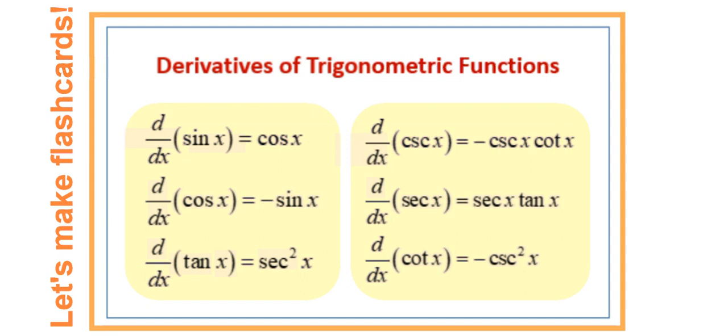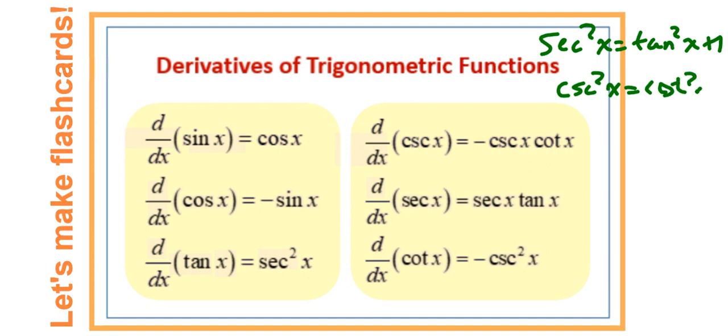So I know that if you think about the Pythagorean trig identities, secant squared x equals tan squared x plus 1, right? And cosecant squared is cotangent squared plus 1.